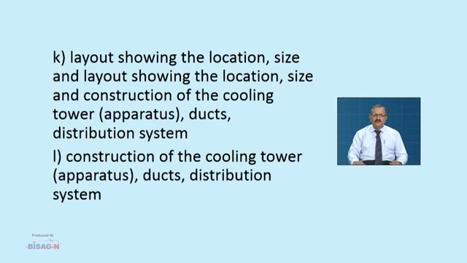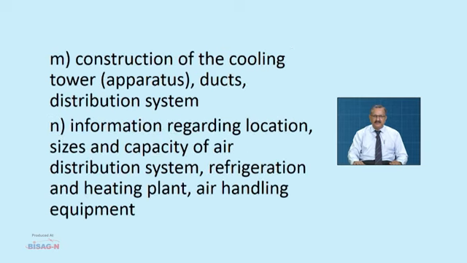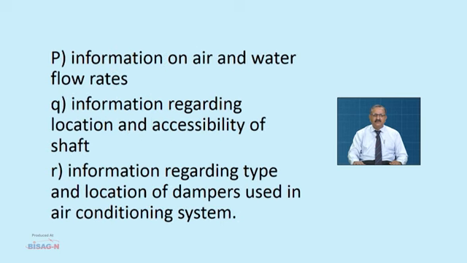J. Layout showing the location, size and construction of cooling tower, ducts, distribution system, etc. Construction of cooling tower, apparatus, ducts and distribution system. Information regarding location, sizes and capacity of air distribution system, refrigeration and heating plant, air handling equipment. Information on air and water flow rates. Information regarding location and accessibility of shaft. Information regarding type and location of dampers used in the air conditioning system.